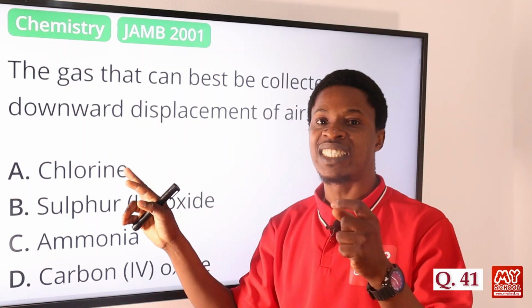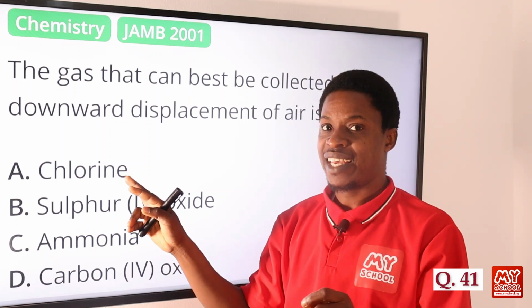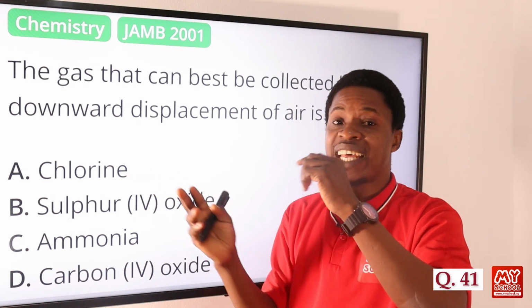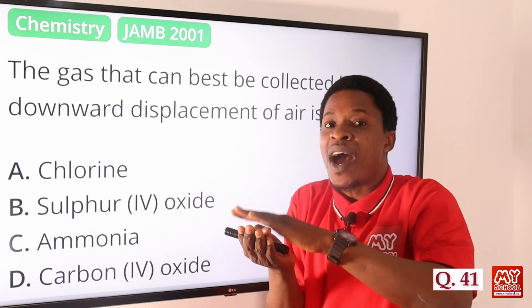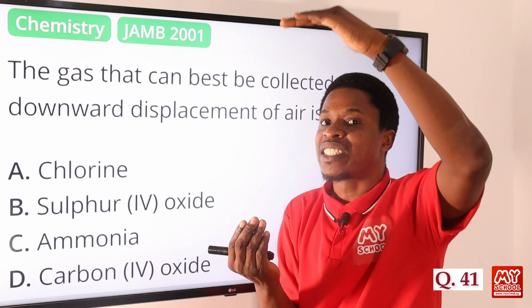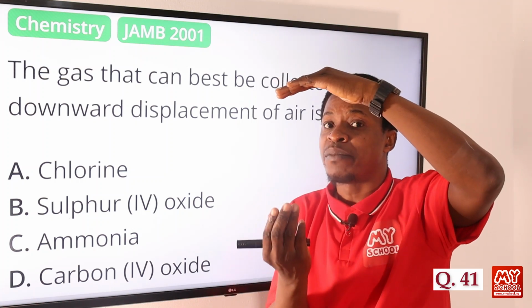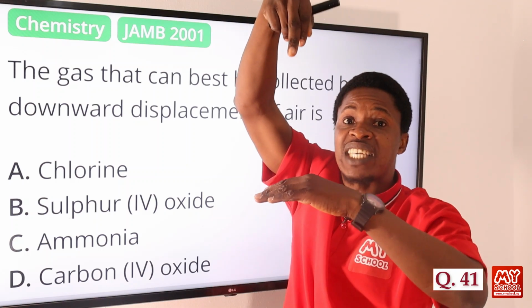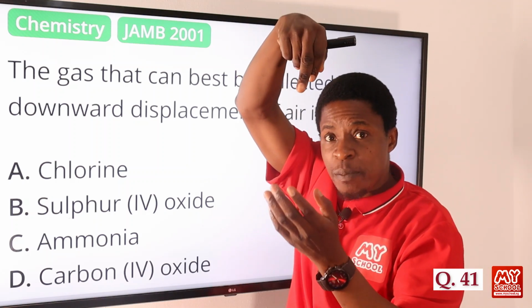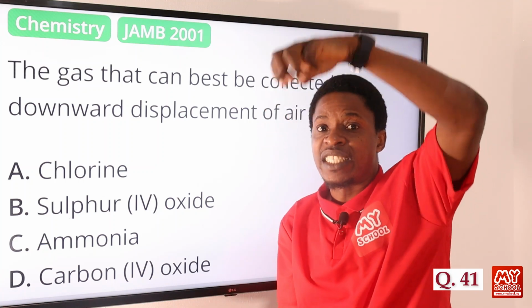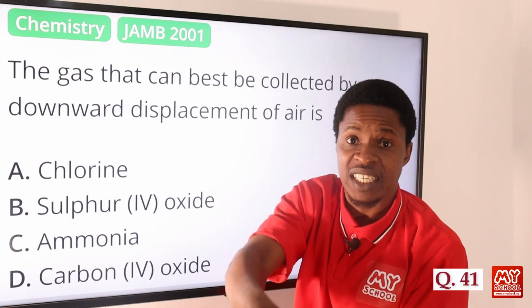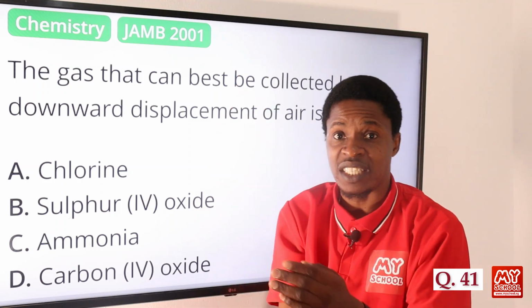Chlorine gas is denser than air. So if it is denser than air, it means that it's going to be underneath while air will be above. So you cannot collect that one by downward delivery. If you are collecting by downward delivery, it means that the jar will be downward so that the hose will be going down because the gas is underneath.